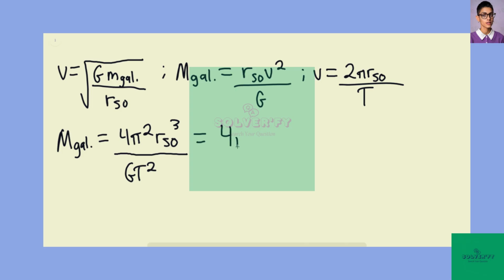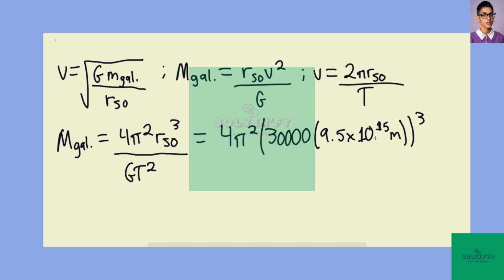So we can simply say 4 pi squared, and then times the radius of the sun's orbit is going to be 30,000 light years. So 30,000 times 9.5 times 10 to the 15th meters, quantity squared. So this would be 9.5 times 10 to the 15th meters. That's how far light travels in 1 year. So we're multiplying 1 light year by 30,000, and we're setting it to the third power.